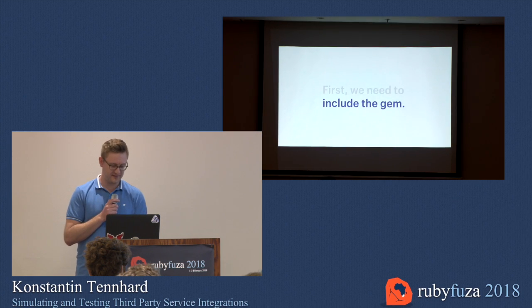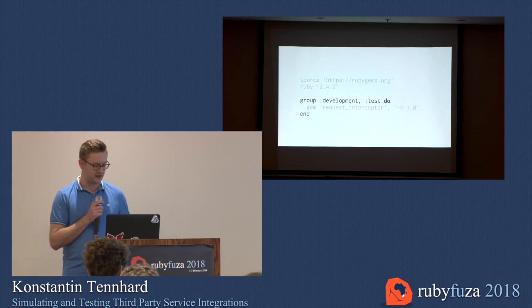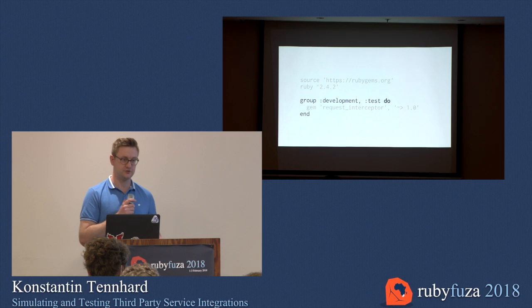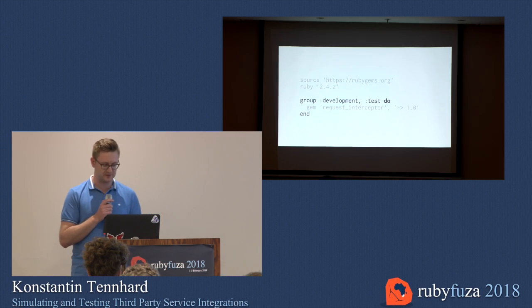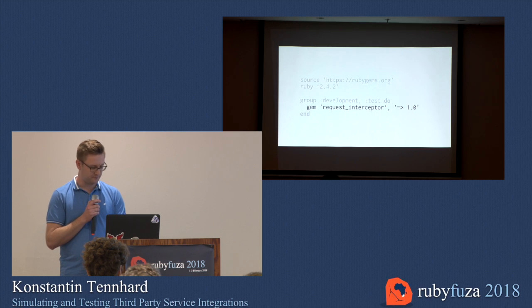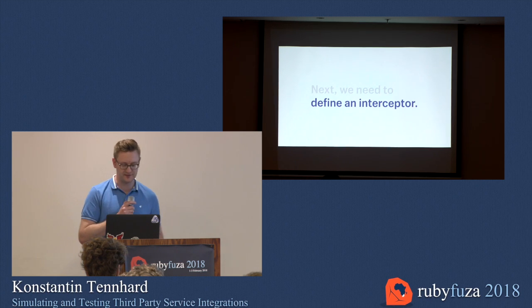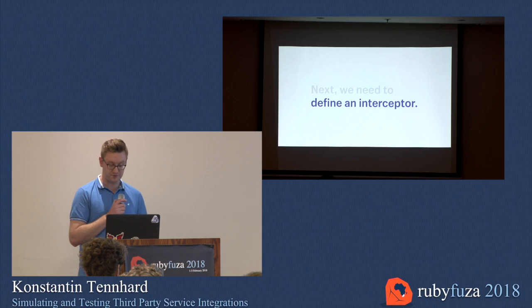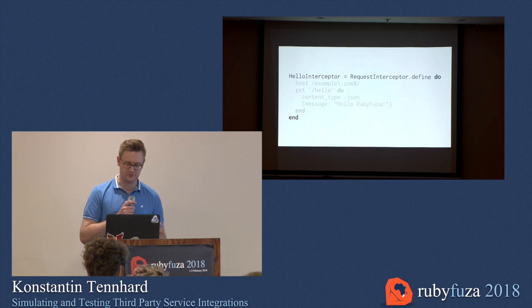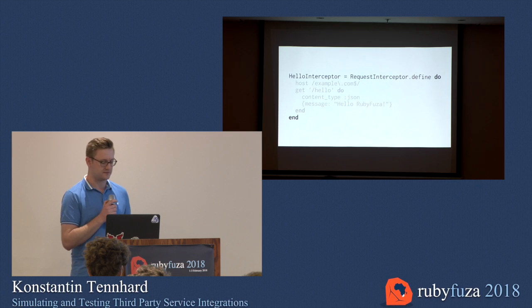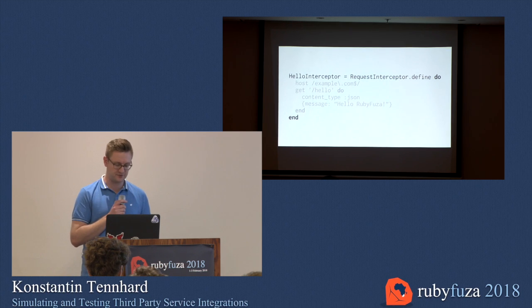First, as always, we need to include the library. If you want to use it for both tests and development, you place it into the development and test group. You do the gem include. Once you've done that, you can define an interceptor. And an interceptor definition really is pretty basic. You call request interceptor define.